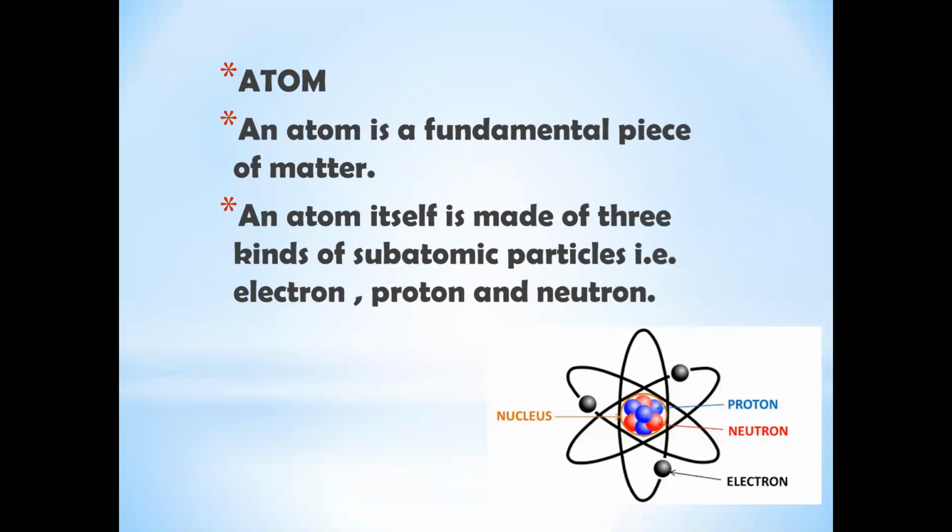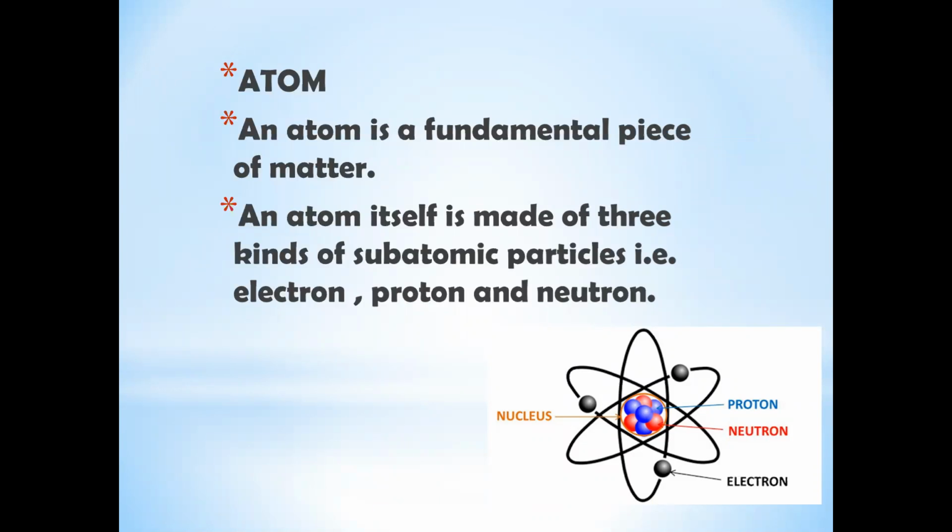What is an atom? An atom is a fundamental piece of matter. What does it mean? That everything which is surrounding us is actually matter, and each type of matter is made up of this atom. So an atom is the basic part or piece of a matter. An atom itself is made up of three kinds of subatomic particles.